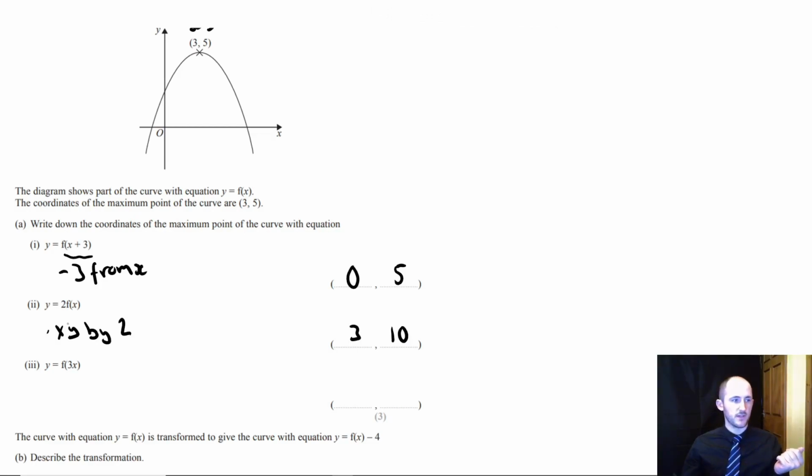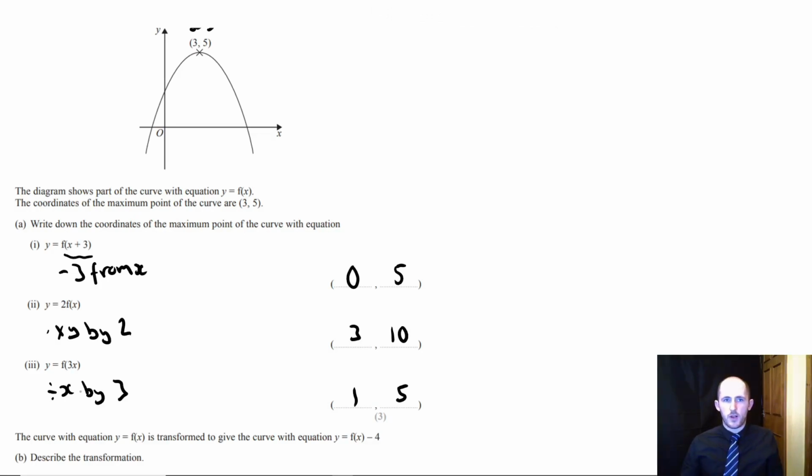Okay, so I think so far it's pretty okay. Lastly, we have f of 3x. So again, it affects x, but it does the opposite. So instead of 3 times x, it's going to divide x by 3. So 1 and 5.